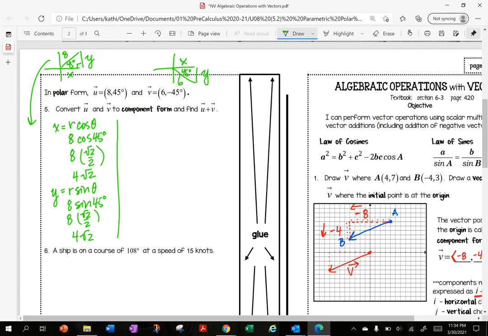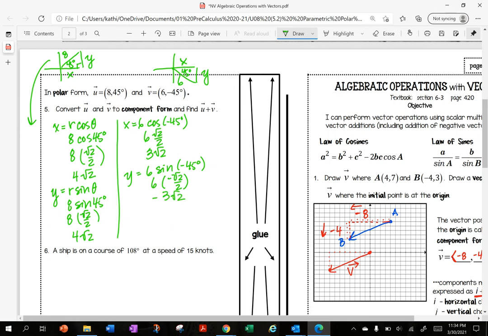Okay, and then for my second triangle, x is 6 times the cosine of minus 45 degrees. So 6 times the square root of 2 over 2, which simplifies to 3 times the square root of 2. And y equals 6 times the sine of negative 45 degrees. So this is going to be 6 times negative square root of 2 over 2, which is negative 3 times the square root of 2.